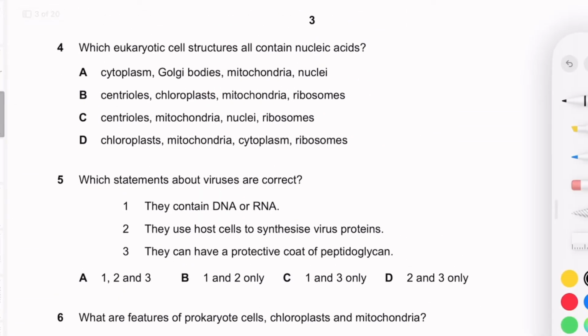4. Which eukaryotic cell structures all contain nucleic acids? So obviously here, when it comes to nucleic acids, make sure that the answer does not contain Golgi apparatus, Golgi bodies. They have to be cancelled out. So here's the first one, cancel. Centrioles do not have any nucleic acids. Centrioles, again, wrong. Chloroplast, mitochondria, cytoplasm, ribosomes, yes. Ribosomes have ribosomal RNA. Cytoplasm has tRNA and mRNA, and it has ribosomes, so it has ribosomal RNA. Mitochondria have circular DNA, and same thing with chloroplasts, and so it's D.